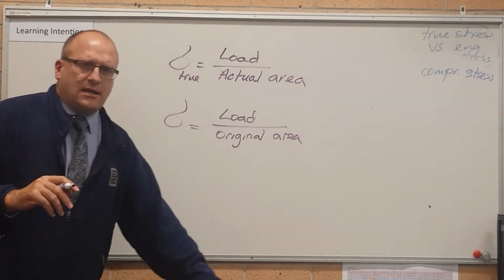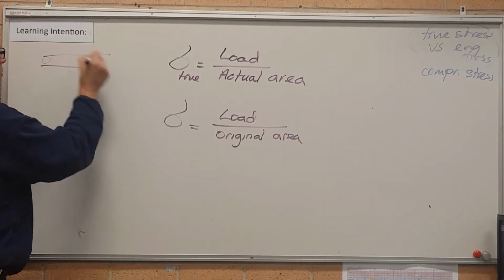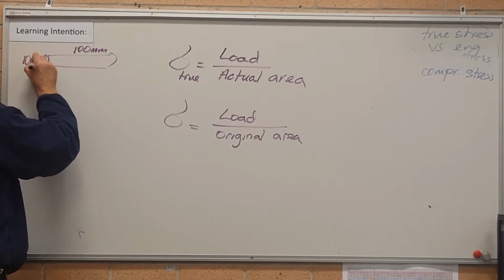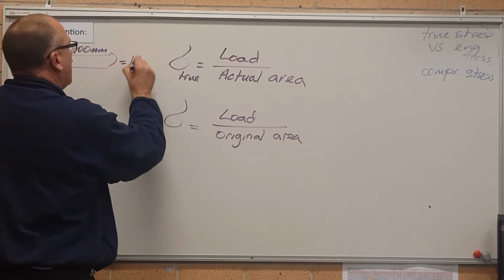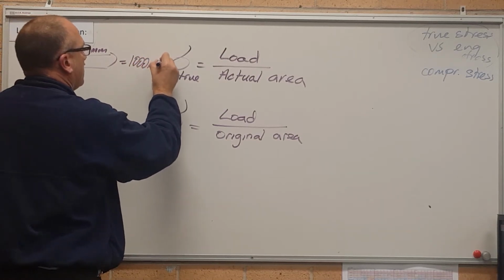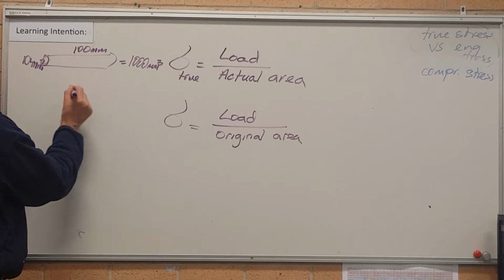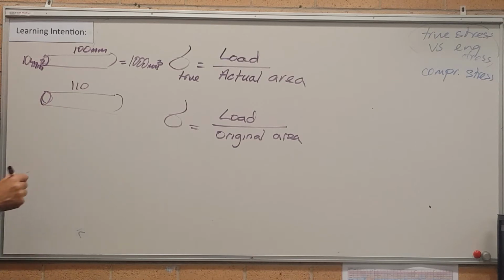Let's look at this for a second. If I've got a specimen that might be 100 millimetres long, might be 10 millimetres squared, the volume inside that is 1000 millimetres cubed. Not really rocket science so far, correct? So, if I stretch that out by 10%, that is now 110 millimetres, the cross-sectional area cannot be 10 anymore, it's decreased.